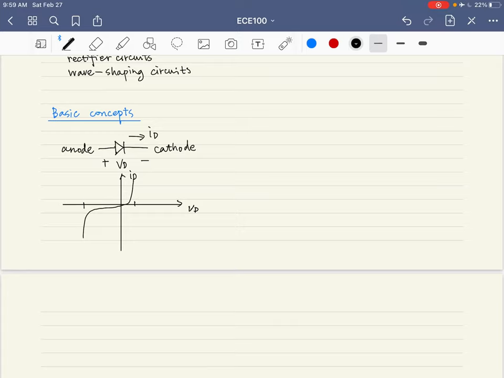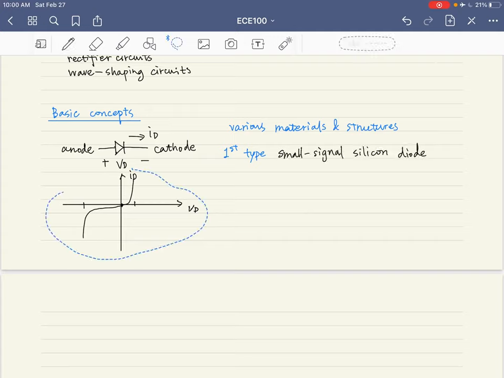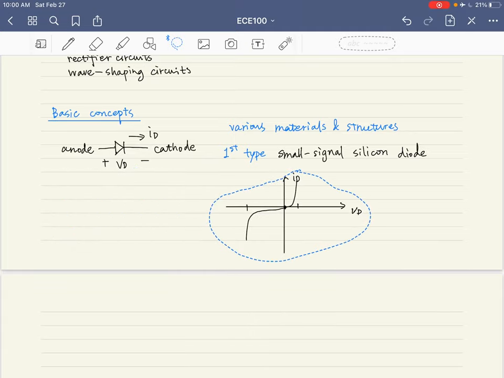region. Okay. And because different kinds of diodes are fabricated using different materials and structures, we have many types of diodes. We will include two types of diodes in this discussion. The first type is called small signal silicon diode. Let's still use this ID-VD diagram to describe its behavior. For a small signal silicon diode at a temperature of 300K, the reverse bias current is usually on the order of 10 to the minus 9, 1 nanoamp. And usually the breakdown voltage is about negative 100 volts.